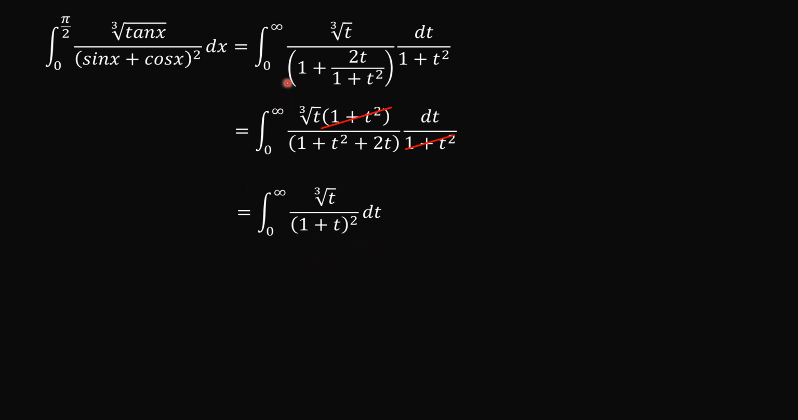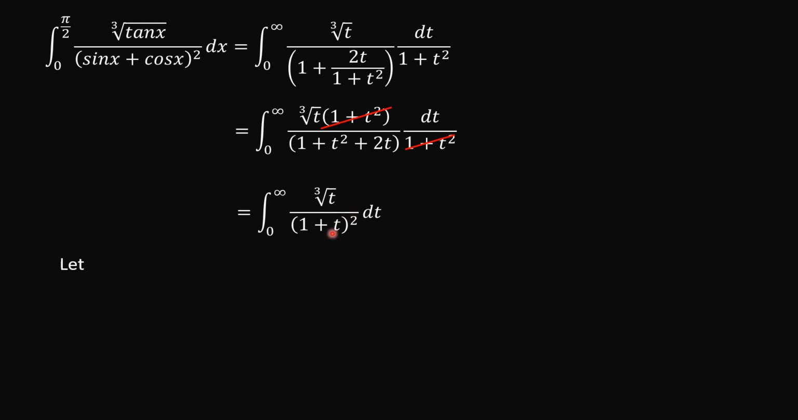Now I forgot to also highlight that the limits here also change as x tends to 0, tan x tends to 0. As x tends to pi over 2, tan x would tend to infinity, and so the limits would change appropriately. Now, having this cube root here is a little bit painful, so we would also like to substitute for that.